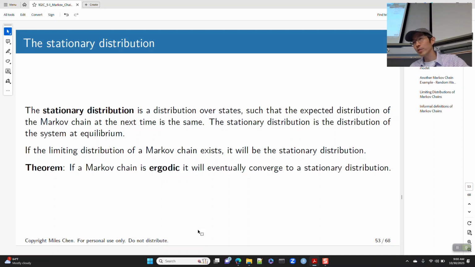And then there's this property: if a Markov chain is ergodic, then the Markov chain will eventually converge to a stationary distribution. So this is a whole bunch of new terms. But the idea is we're looking for Markov chains with this property, which we can call ergodic, where the Markov chain will eventually converge to a stationary distribution. Basically, it has a limiting distribution, and if you let the Markov chain run long enough, it's going to converge, all right?